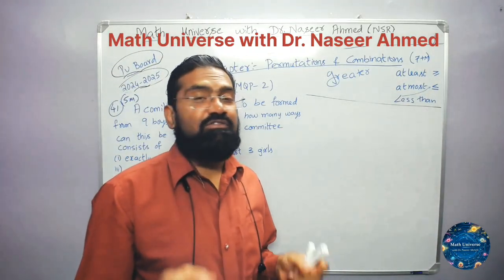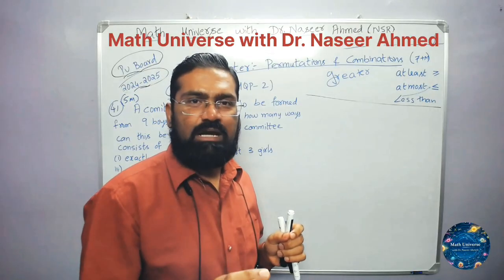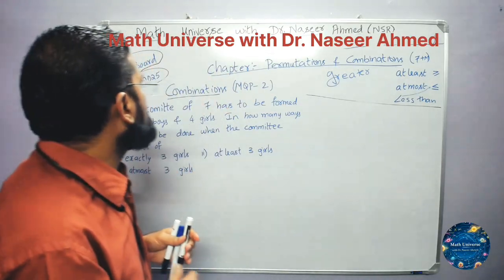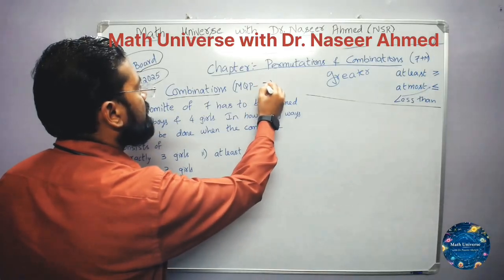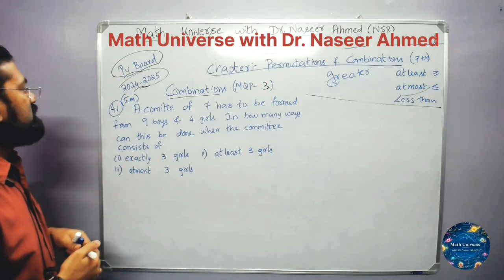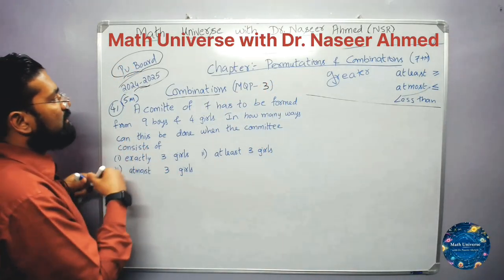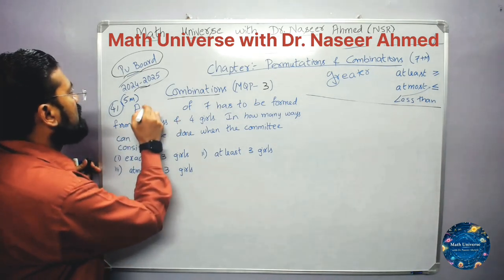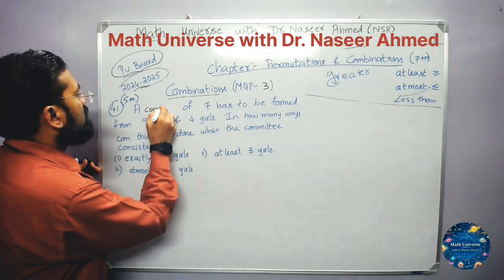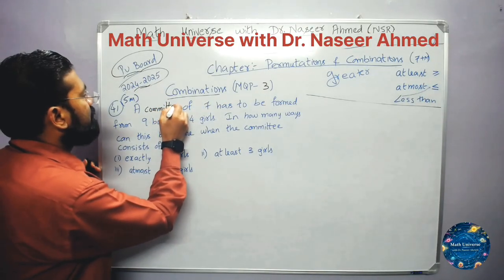Yes, dear students, we are with the last problem from this chapter for 5 marks from combinations. This is from model question paper number 3. 41st question, 5 marker. Question says a committee. Spelling is wrong.